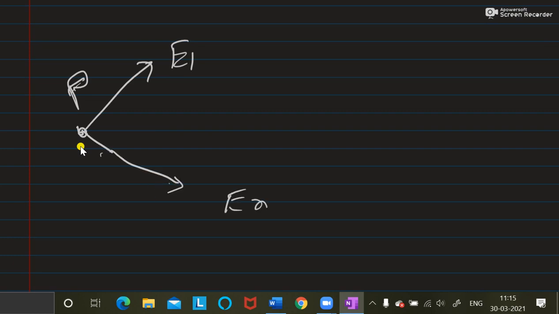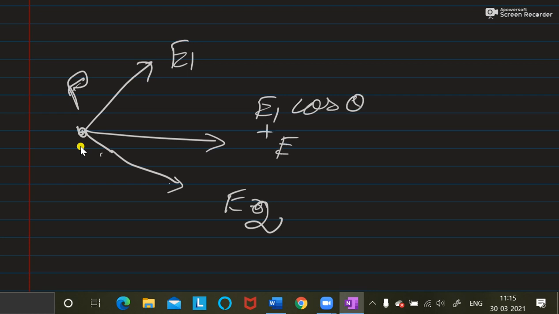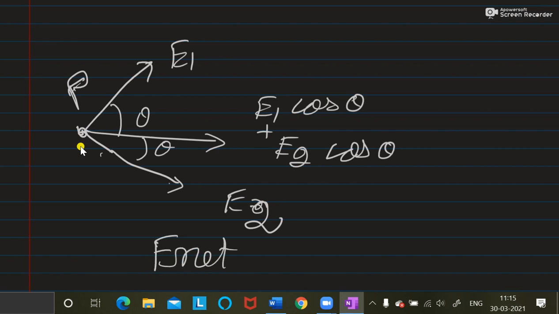Okay. The resultant is going to act on this side, the horizontal side, and it is going to be E1 cos theta plus E2 cos theta. I hope you understand how both are getting added, because it is going to be theta. Both together, the E net value is going to be E1 cos theta plus E2 cos theta.